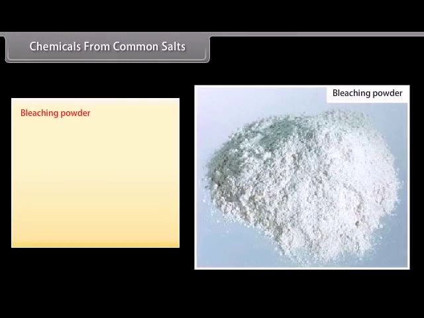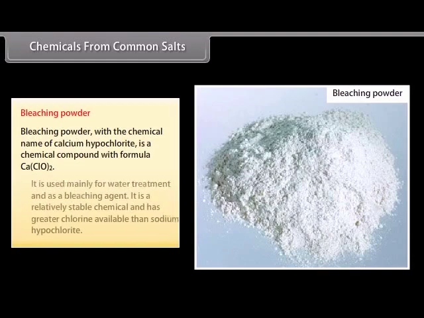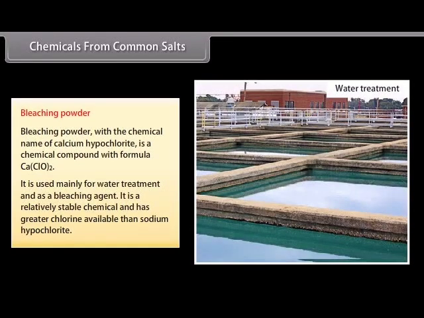Bleaching powder. Bleaching powder, with the chemical name of calcium hypochlorite, is a chemical compound with formula Ca(ClO)2. It is used mainly for water treatment and as a bleaching agent. It is a relatively stable chemical and has greater available chlorine than sodium hypochlorite.